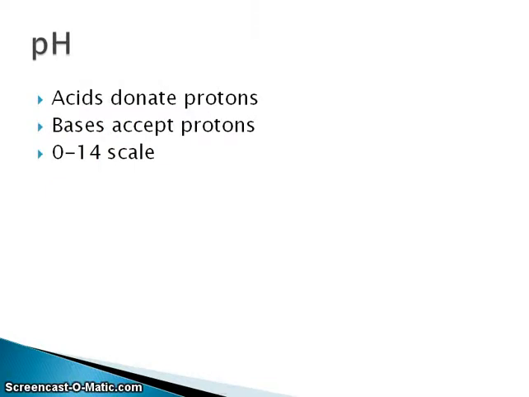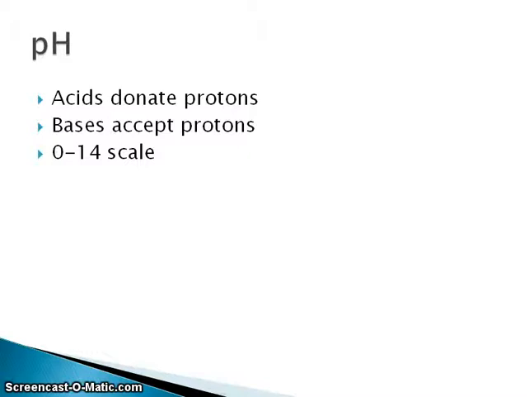Alright, moving on to another topic we covered well in lab is pH. What does it mean? What does it do? The very, very basic part of pH is that acids always want to donate their protons. So they have too many and they want to give them away. Bases are the opposite. They don't have enough protons to be stable, so they want to accept them from someone else. So acids and bases get along well because they can both donate and accept.